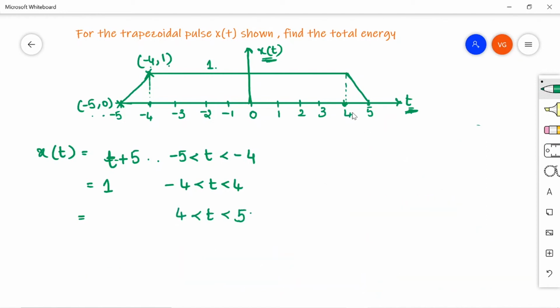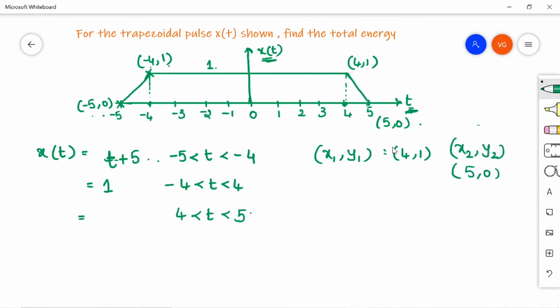Similarly, to define the signal in the range t is equal to 4 to 5, again write down the points here. The point is here 4 comma 1 and this is 5 comma 0. So let us consider the two points here, x1 y1 as 4 comma 1 and x2 y2 as 5 comma 0. Now write down the slope, m is equal to y2 minus y1 divided by x2 minus x1, 0 minus 1 divided by 5 minus 4.